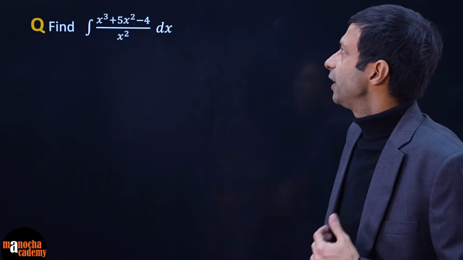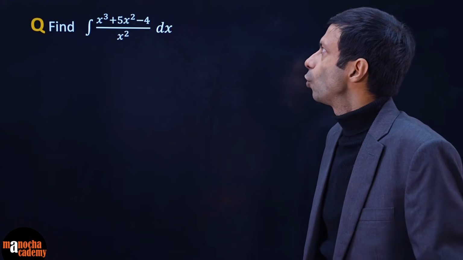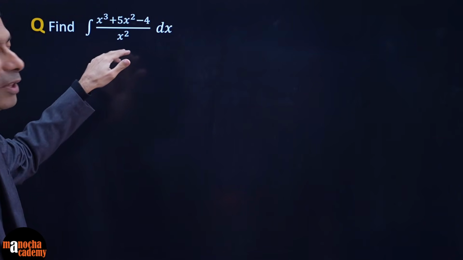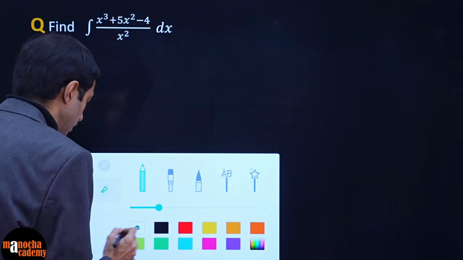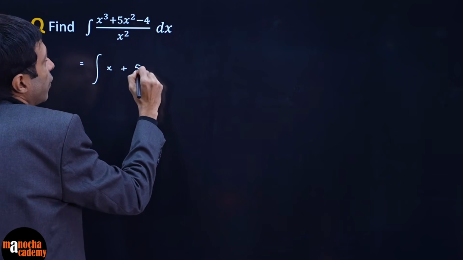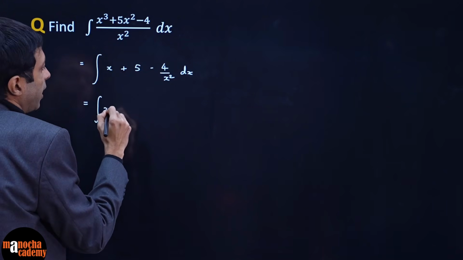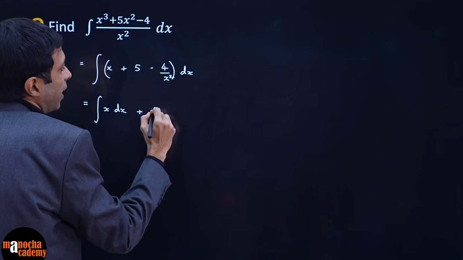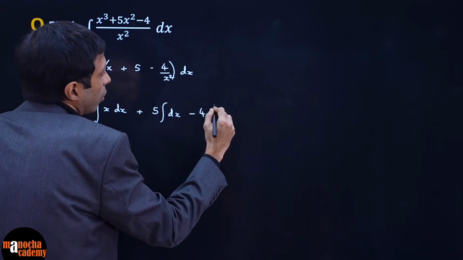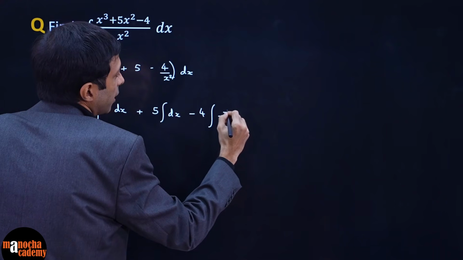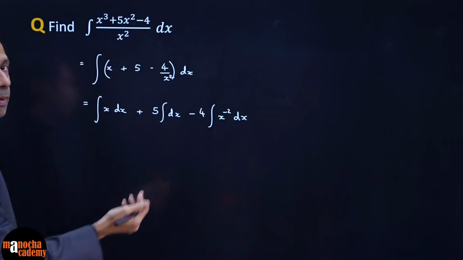Now if I give you this, integration x cube plus 5x square minus 4 by x square, you'll be like, oh my god, now what do I do? It's not that difficult because the numerator looks complicated, but there's only one simple term in the denominator. So sit and divide. You'll get integration x cube by x square, which is x, plus 5x square by x square, which is 5, minus 4 by x square dx. That's it. So basically you've got integration x dx, plus 5 dx, minus 4 times 1 by x square, which is x to the power minus 2. Done. Now you can apply your formulas.